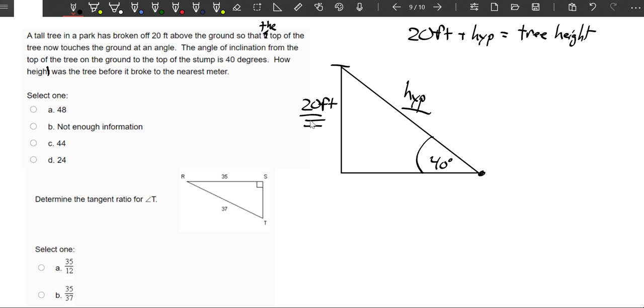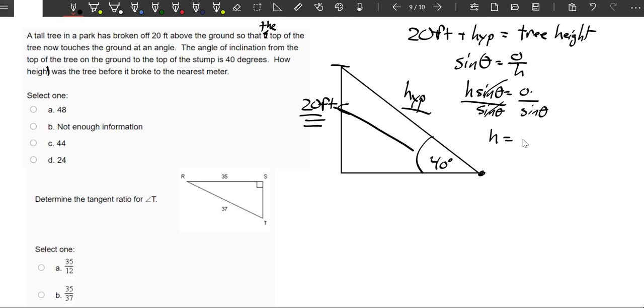Okay, so we know 20 feet, we need to know the hypotenuse, we do know the angle. This angle is 40, which means that this is our opposite. We know opposite and hypotenuse, that's sine. We are looking for the hypotenuse. We need to dig it out of there. And we do that, we get our hypotenuse is equal to our opposite side over sine of theta, which in this case is 20 feet over the sine of 40 degrees.